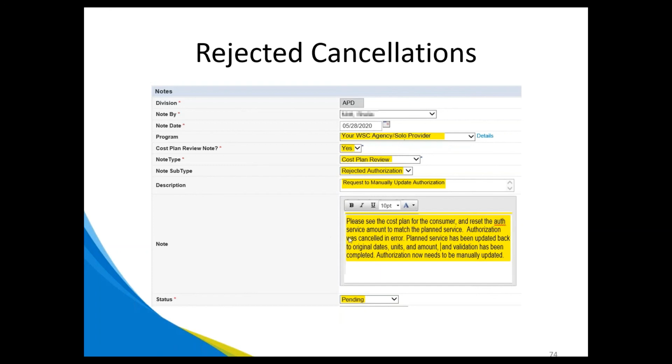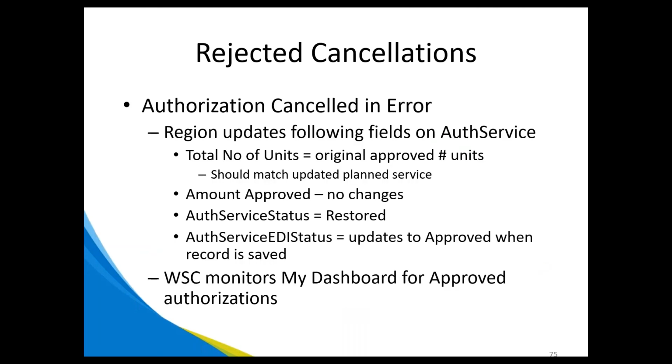So this is just a visual of what it looks like. And in this scenario, what we're saying here is that it was canceled in error. I've updated the plan service back to its original dates. Please update the authorization to match my plan service. Your region waiver liaison will have the ability to then go and update the authorization.